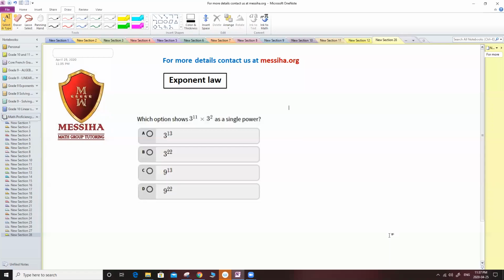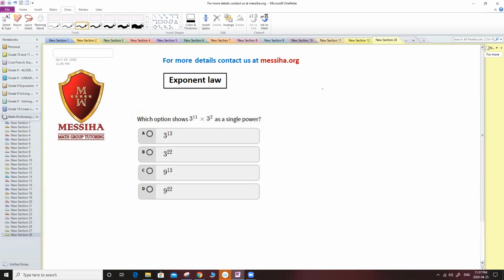Hi, dear teachers. We're going to talk about exponent law. You see here which option shows 3 to the power of 11 times 3 to the power of 2 as a single power. Before we go to this one, we need to review something.